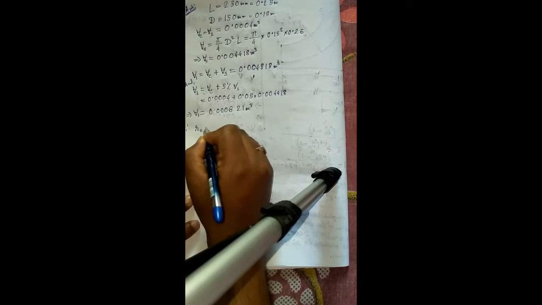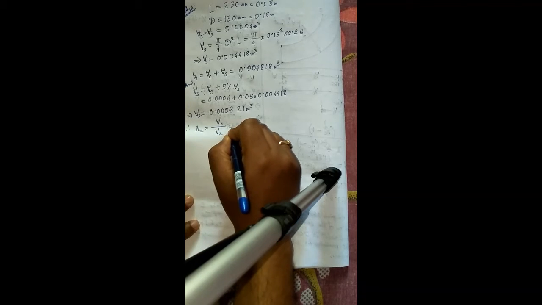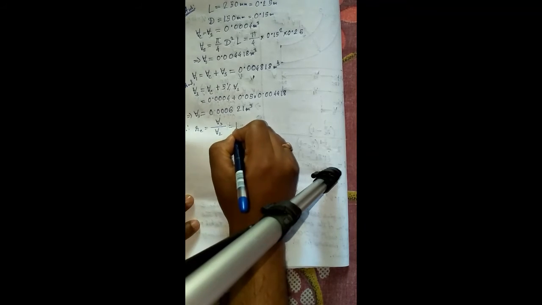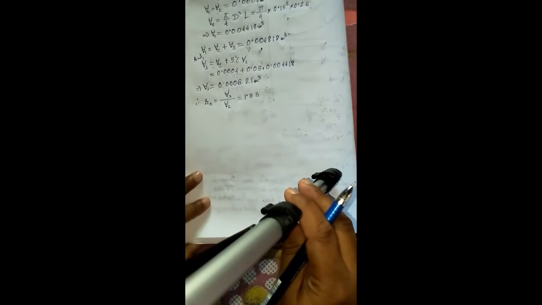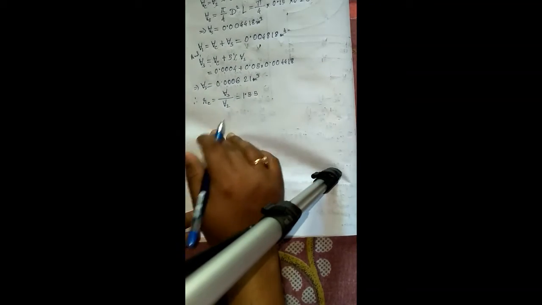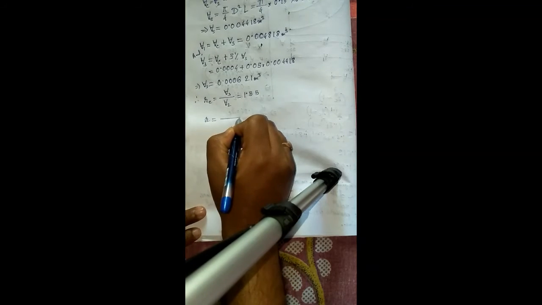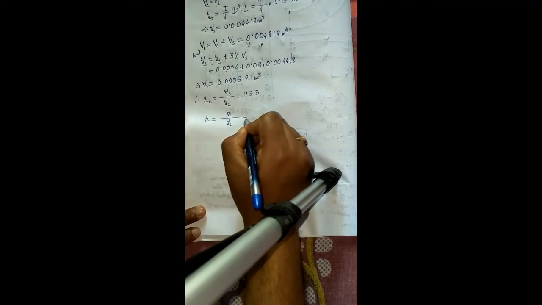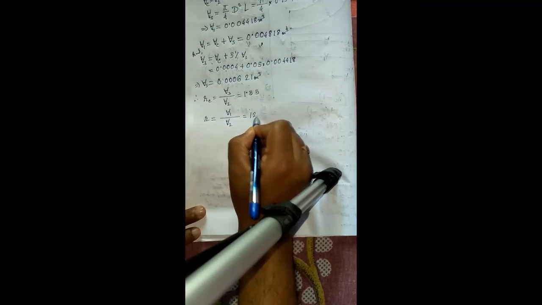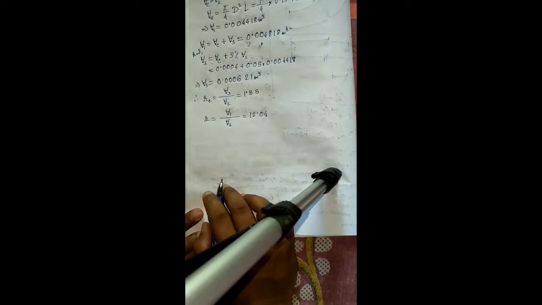Okay, so the cutoff ratio RC is equal to V3 by V2, and the ratio becomes 1.55. The compression ratio R, that is V1 by V2, becomes 12.04. This is the compression ratio.